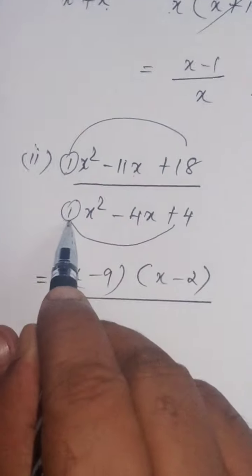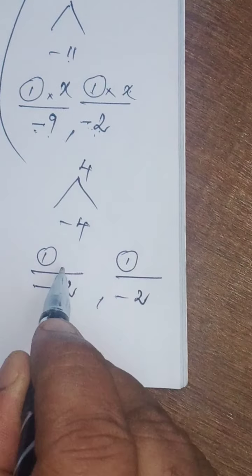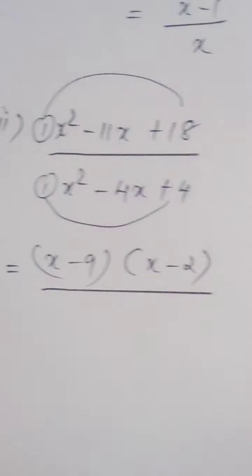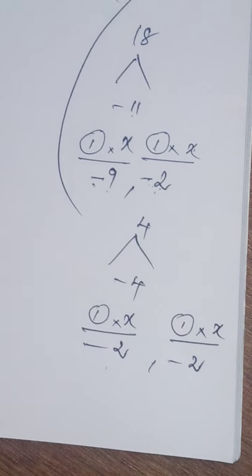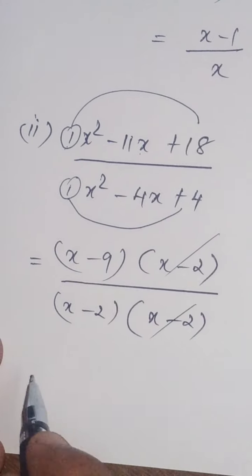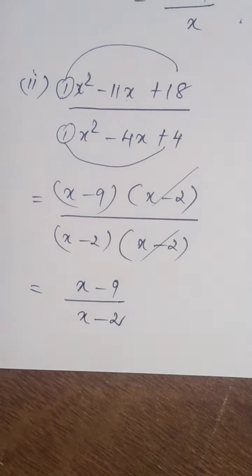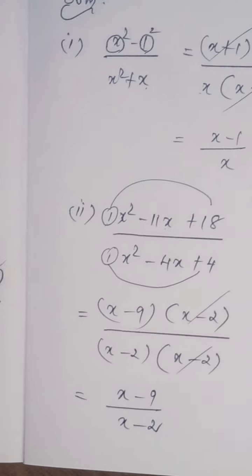Coefficient of x squared is 1. Write 1 in numerator, into the variable we have x into x. X minus 2, again x minus 2. X minus 2 get cancelled. So what is the answer? X minus 9 divided by x minus 2. Subdivision 2 is over. Now subdivision number 3.